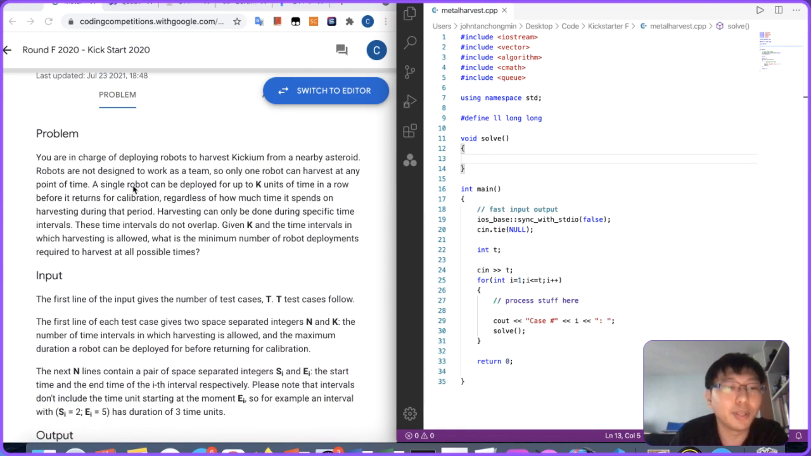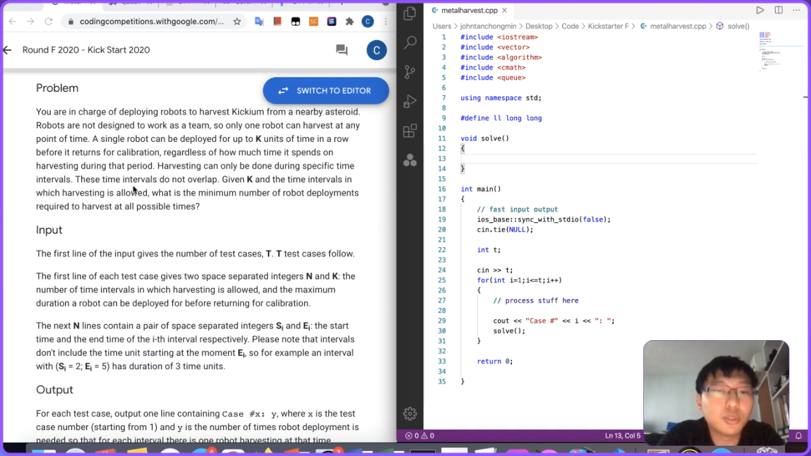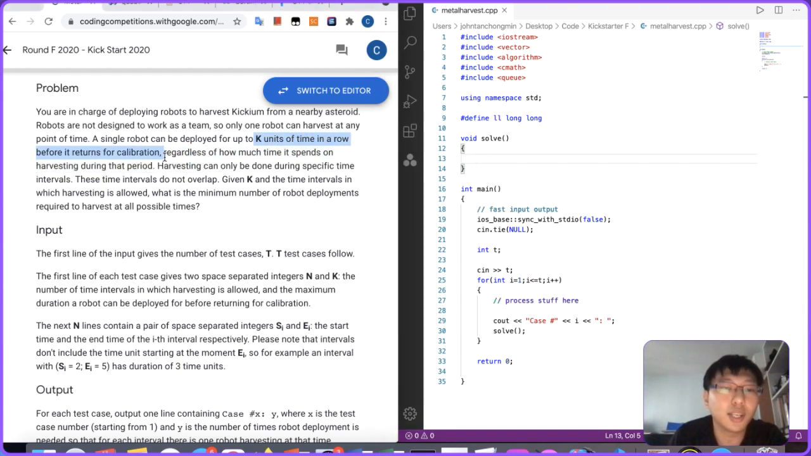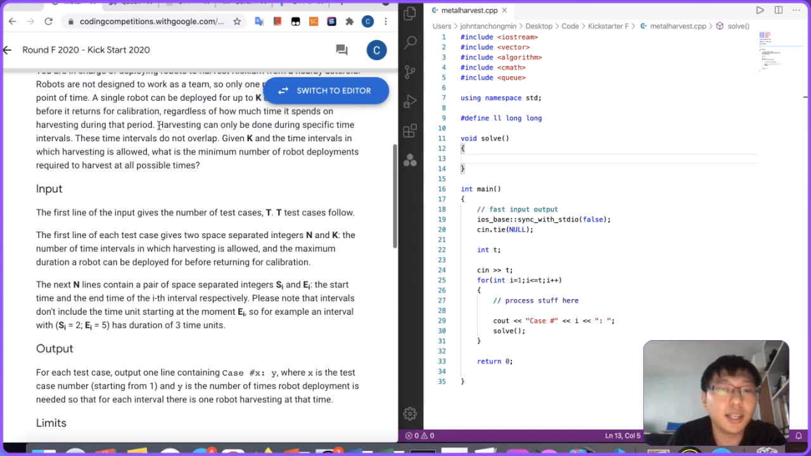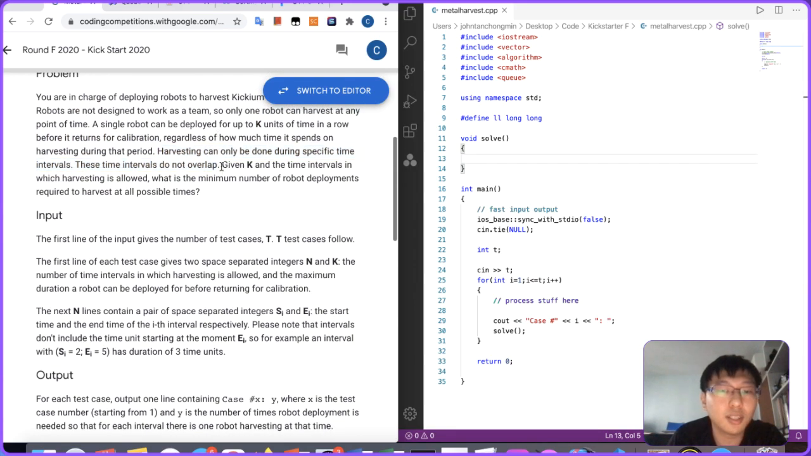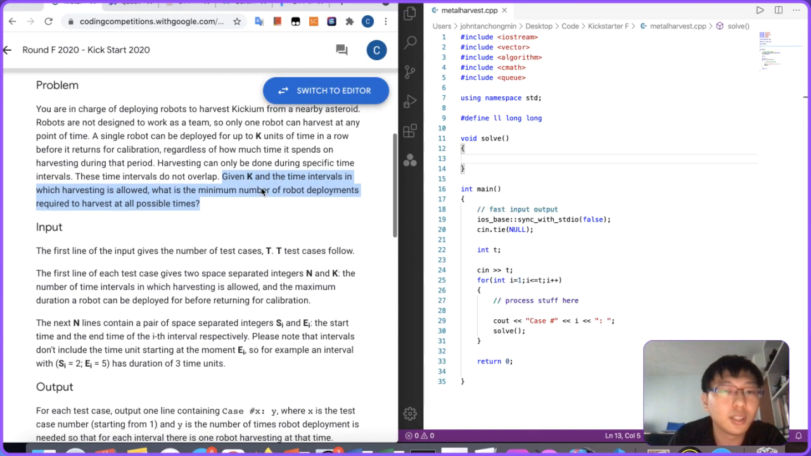All right, let's see the problem right now. You are in charge of deploying robots to harvest Kikim from a nearby asteroid. Robots are not designed to work as a team, so only one robot can harvest at any point of time. A single robot can be deployed for up to k units of time in a row before it returns for calibration. Harvesting can only be done during specific time intervals. Given k and the time intervals, what is the minimum number of robot deployments required to harvest? Okay, so k units of time before it returns for calibration, regardless of how much time it spends on harvesting.